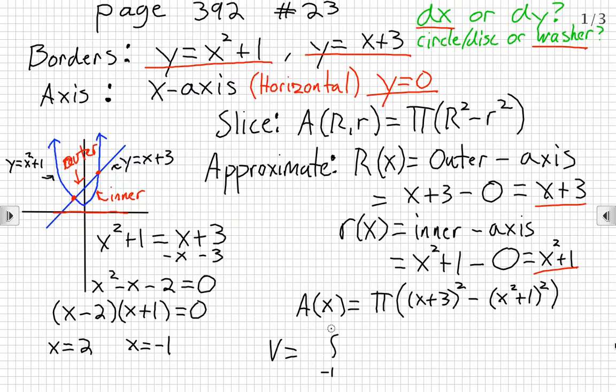The integral from -1 to 2, pi, (x plus 3) squared minus (x plus 1) squared, dx. On the next screen, I'm going to go through and simplify this. However, it was not required for this question.